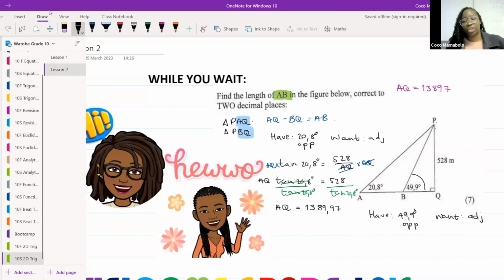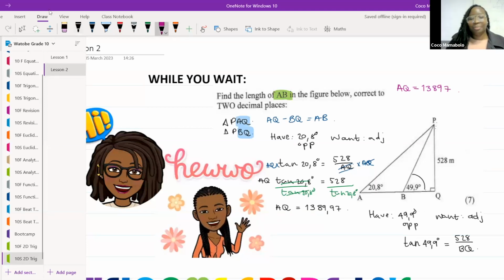So when we set up our equation, which ratio are we going to use? We're going to use tangent again because it's the same. Give me my equation. Tan 49.9 equals 528 over BQ.